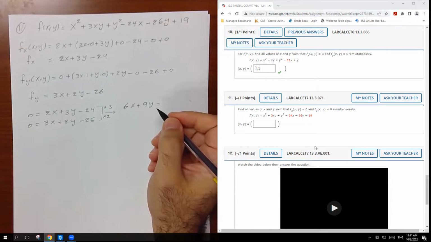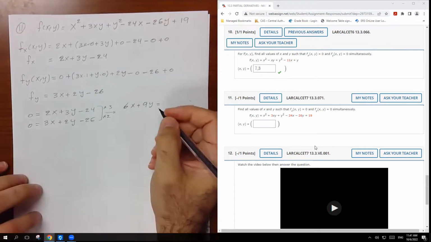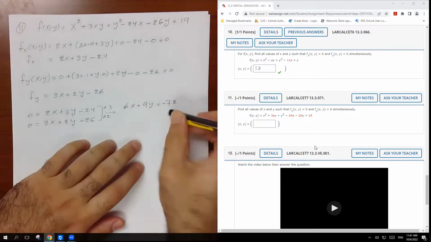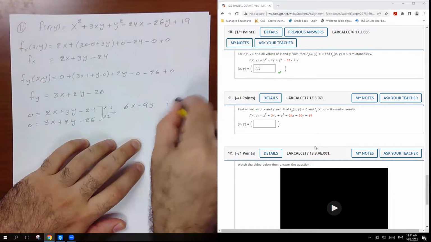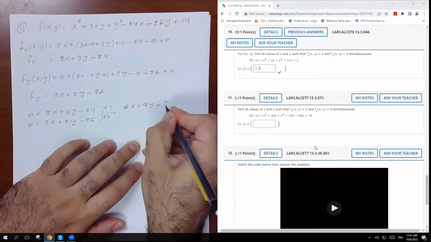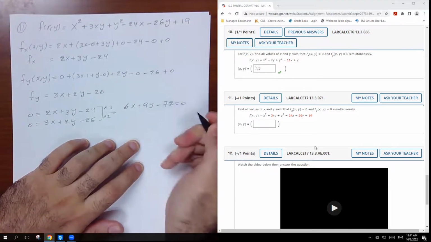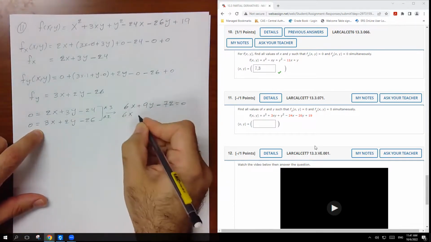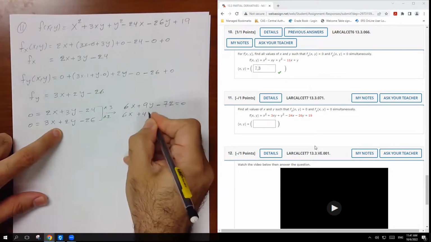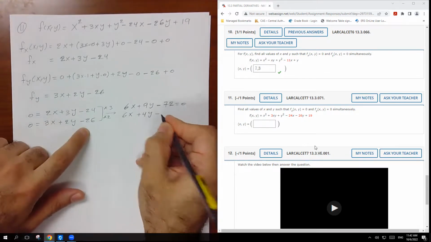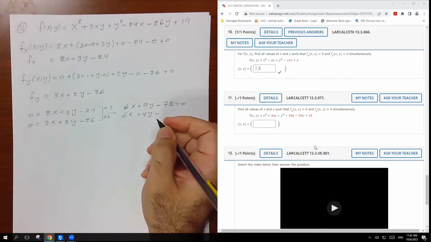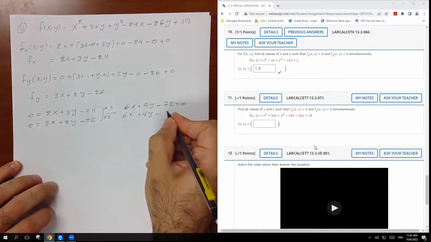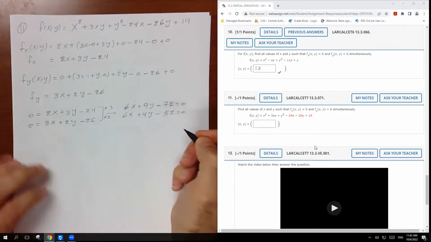Negative 24 by 3 is going to be 72, which is negative. Wait. Minus 72 equals 0. And the second one by 2 is going to be 6x, and this one is going to be 4y, and this one is going to be 26. 26 by 2 is going to be 52. So minus 52 equals 0.